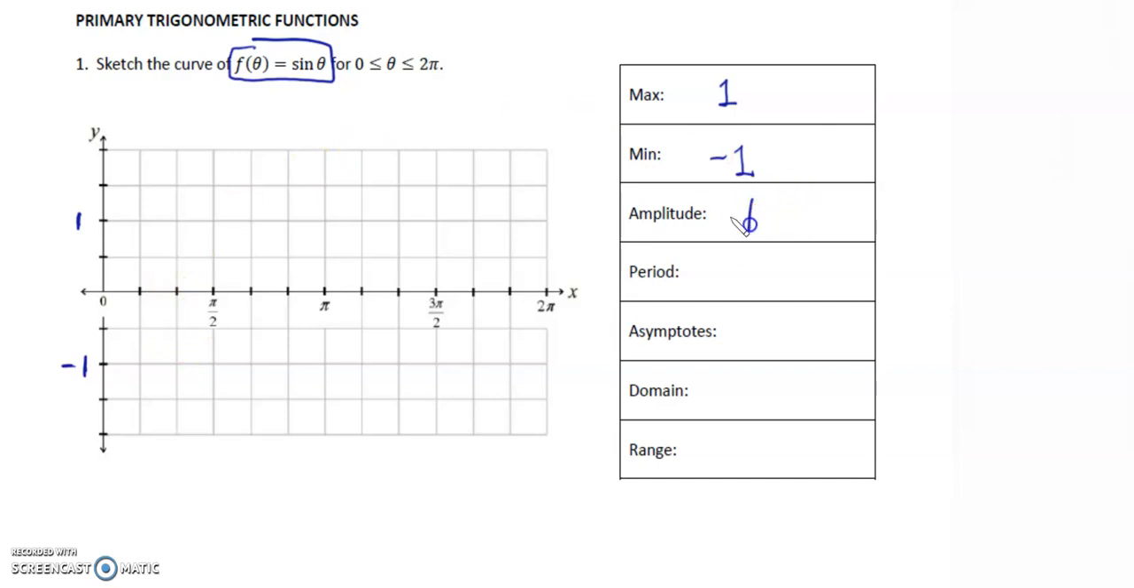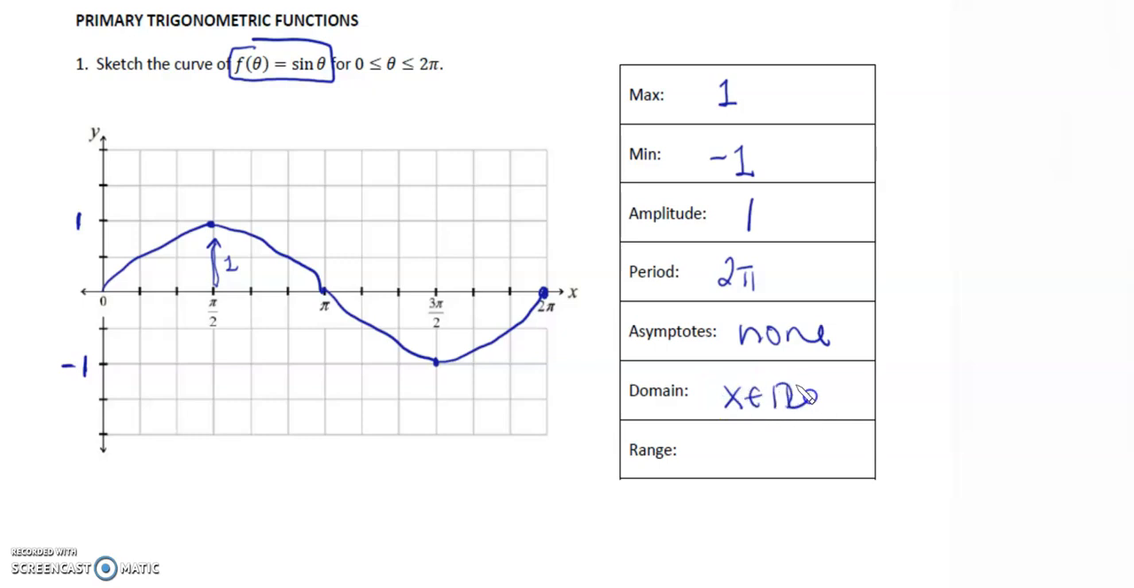The amplitude is 1 because we are going to go up 1 unit from this equation of axis. The period is 2 pi. It takes 2 pi to do 1 full rotation. There are no asymptotes in sine.